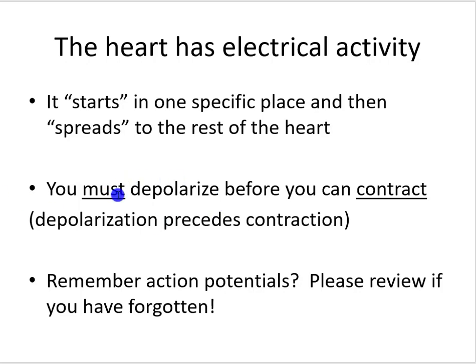Remember that you must depolarize before you can contract. Depolarization comes before contraction. The electrical event occurs before the contractile event. Before the light bulb lights up, you've got to send juice to it. You've got to send an electrical signal to it. So this is a very sequential process. Depolarization comes before, and they're directly related to one another. Without depolarization, you will never, ever see contraction of any kind of muscle.